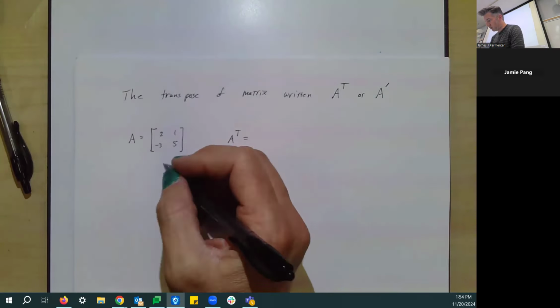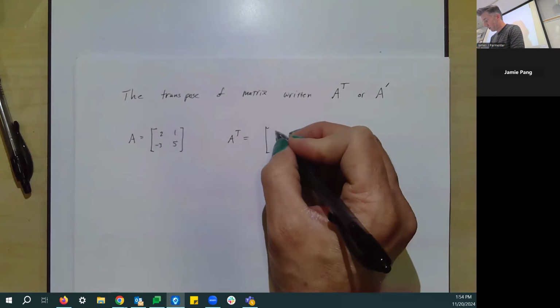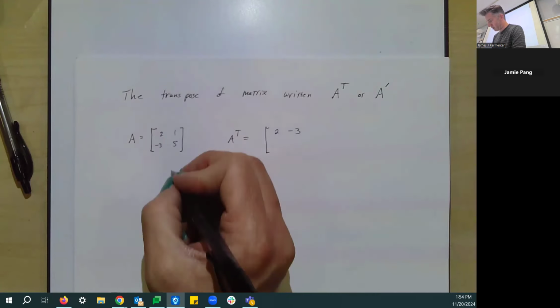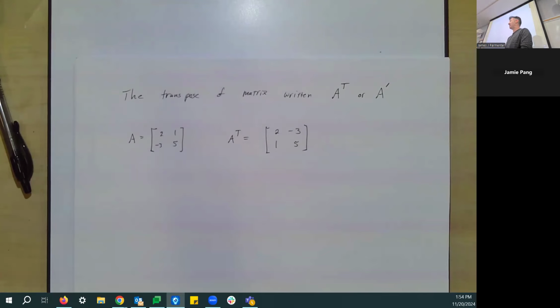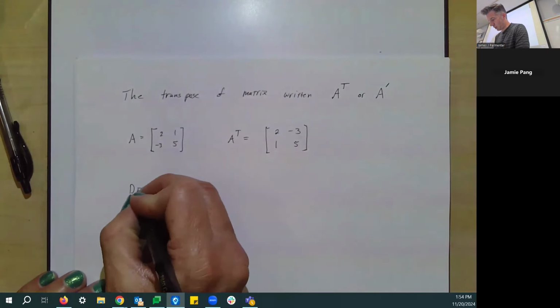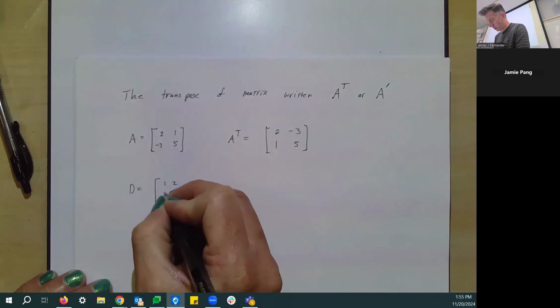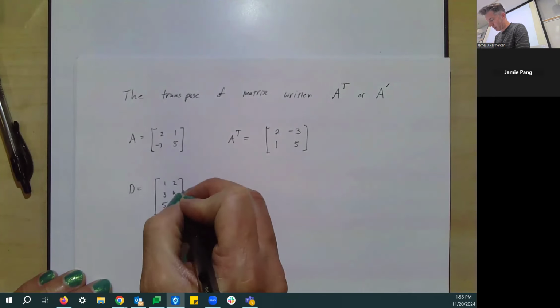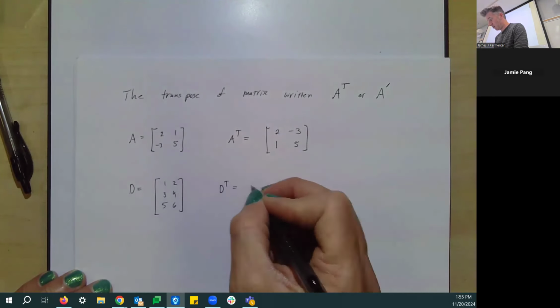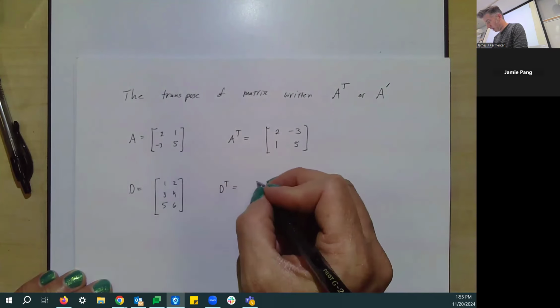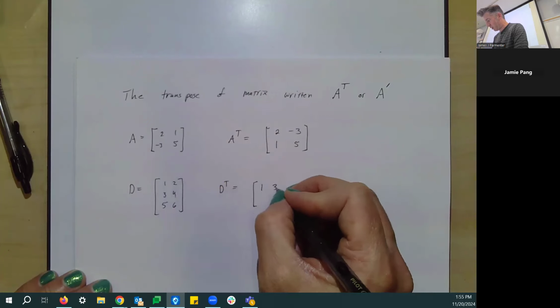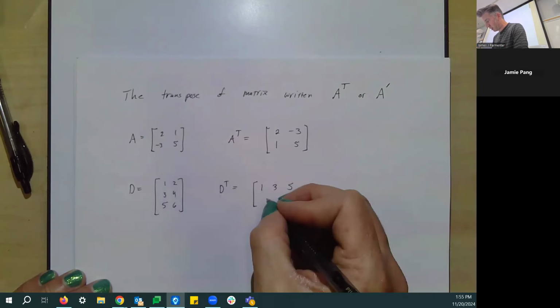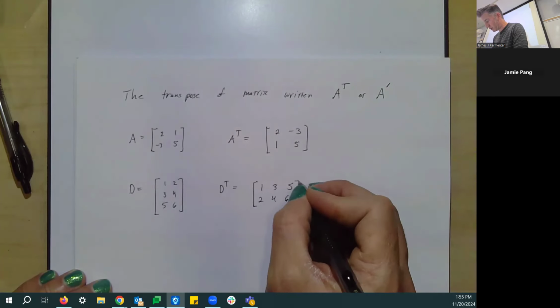So my first column is 2, negative 3. That's going to become my first row. My second column is 1, 5. That's going to be my second row. That's the easiest way to do it. For a matrix D, which was the very easy 1, 2, 3, 4, 5, 6, D transpose, same deal. Every column becomes a row. So this column 1, 3, 5 becomes the row 1, 3, 5. This column 2, 4, 6 becomes the row 2, 4, 6.